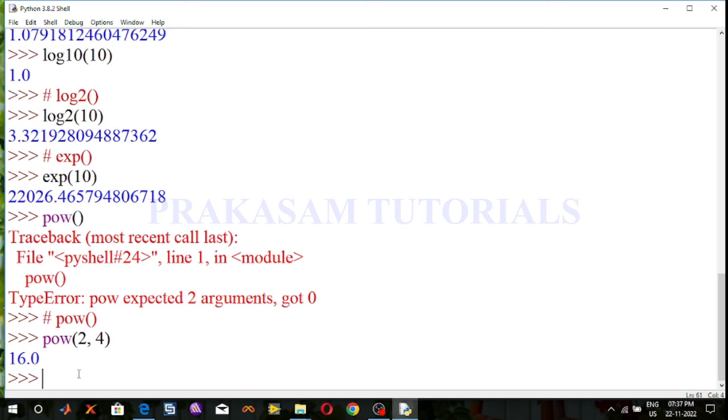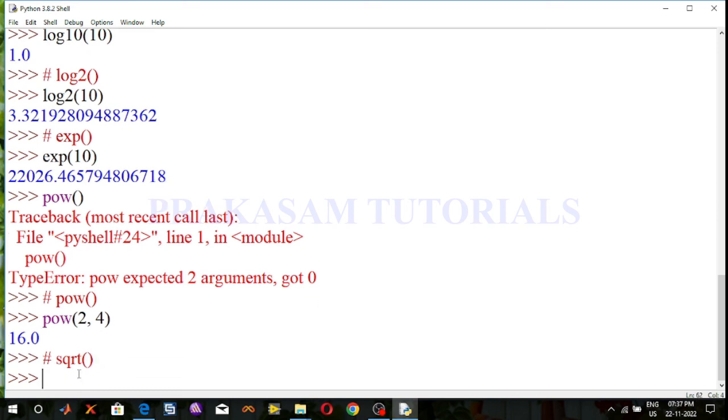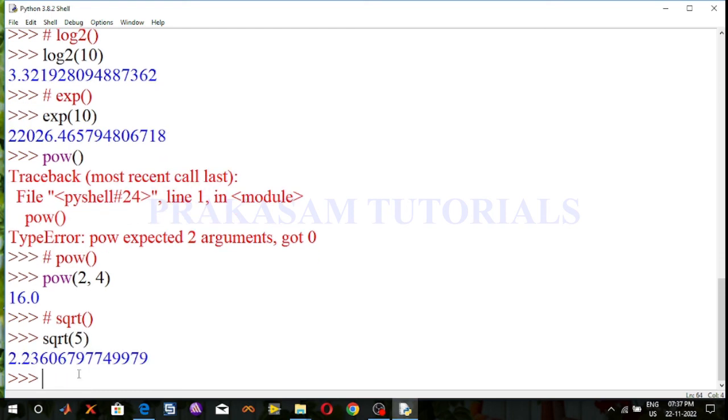And the next mathematical function is the square root method. Square root of 5 is 2.23. So these are the math module functions in Python. This is the concept of the math module in Python.